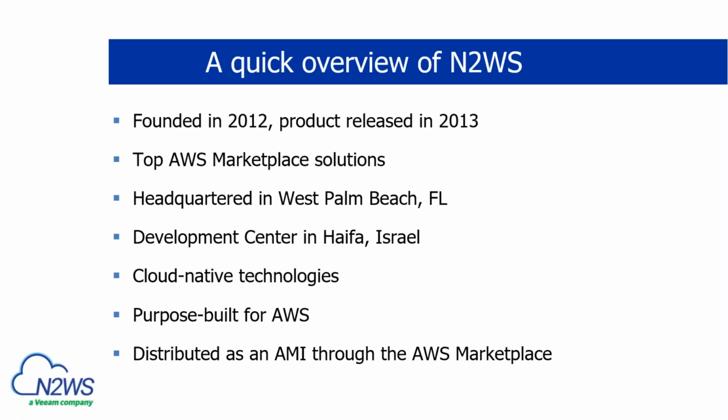One of the things that we always come across is people ask, well, what makes Cloud Protection Manager from N2WS so fast? It's because we're a cloud-native technology. We're purpose-built for AWS. We're as close to AWS technology as possible. And it's pretty simple to get a hold of Cloud Protection Manager because we're just distributed as an AMI through the AWS Marketplace.